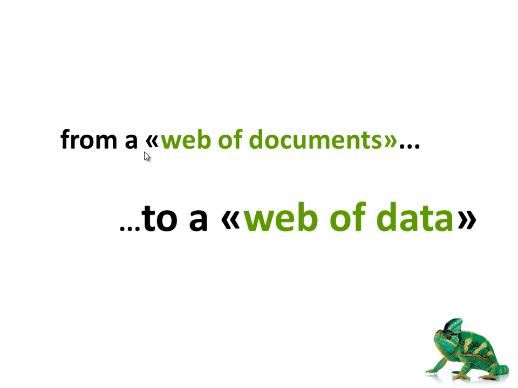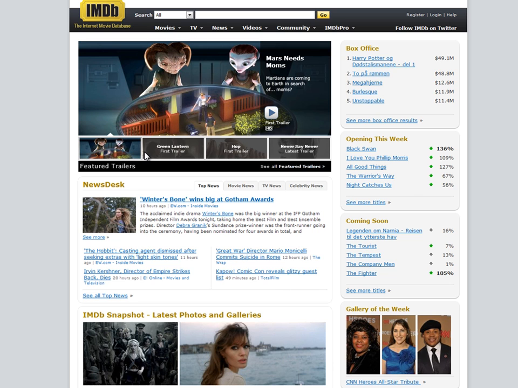So can we improve on this? We can, if we move from a web of documents and start to think more in terms of a web of data. By that I mean letting the data be the underlying structure and let the systems generate the different documents as the user is requesting the different information. An example of that is IMDb.